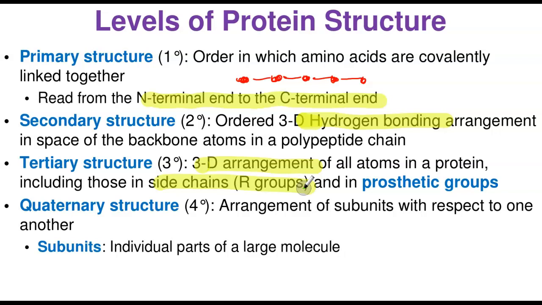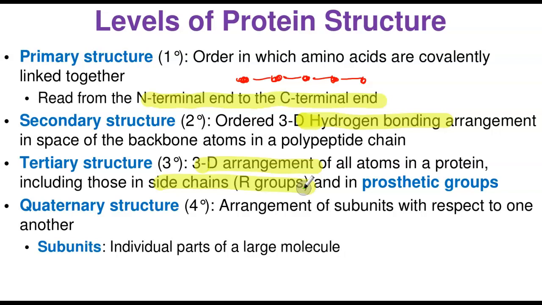The side chain gives them identity. They can be basic, they can be acidic, they can be polar neutral, they can be polar charged, they can be non-polar as well. So we're going to see the importance of those side chains on the tertiary structure.